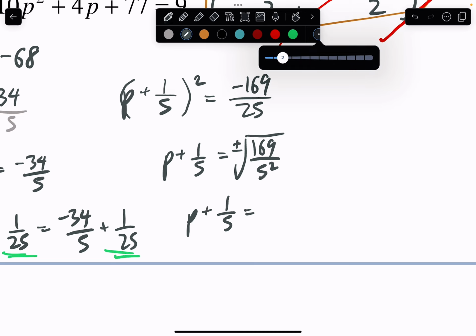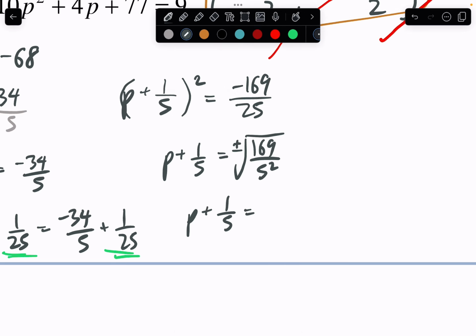Has anyone noticed my stylus started becoming thicker? Wow. Anyways.